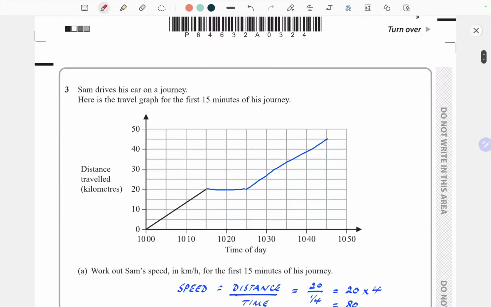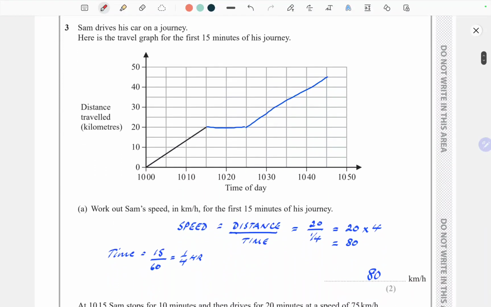Right, next one, distance time graph. First thing it says, first 15 minutes in kilometers per hour. Yeah, watch out for that. So what they've done is given you a graph and you're interested in that portion of it there. So speed is distance over time, as we know. And the distance traveled is 20. And the time is, I think they said, the first 15 minutes. So 15 minutes that way.